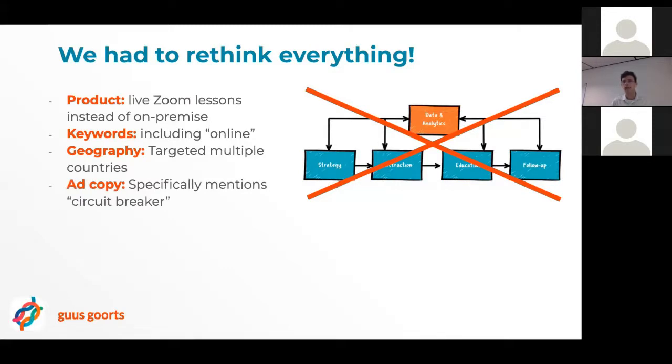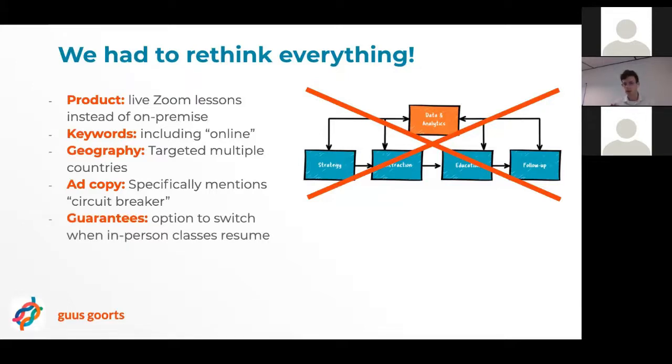And in the ad copy, we very specifically mentioned, and this was Singapore, in Singapore, they talk about the circuit breaker, where many countries would talk about a lockdown. And so we specifically mentioned that to really acknowledge what is going on and that we know it.